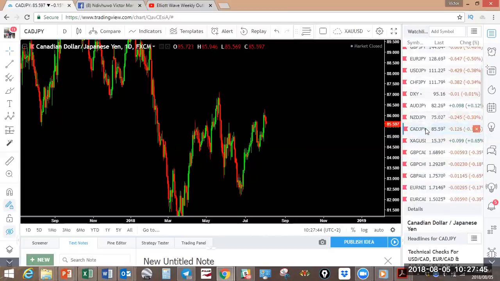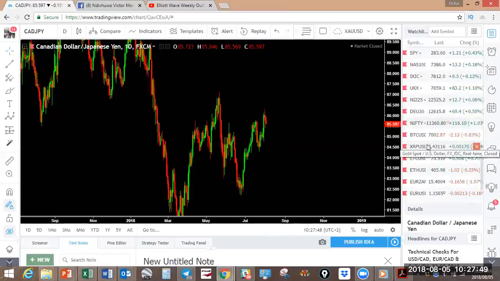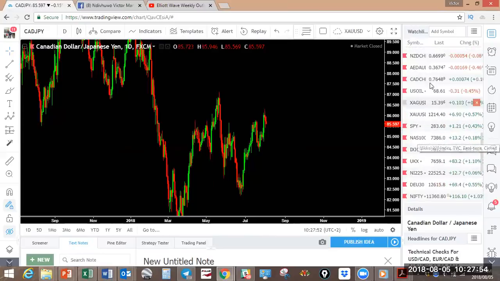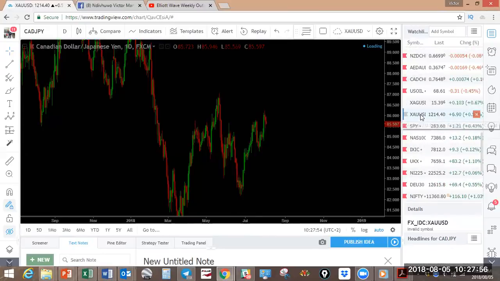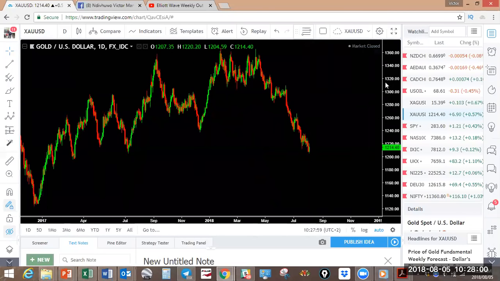Let's start with, okay, the silver here. Where's my gold? I need to get gold. Here it is. So gold, I think that's all the yen pairs. If I missed anything, please let me know, guys.